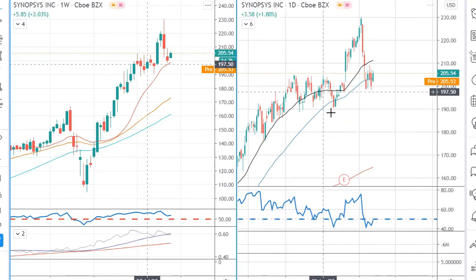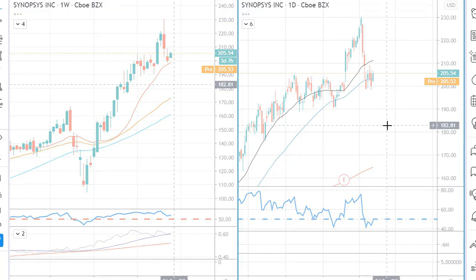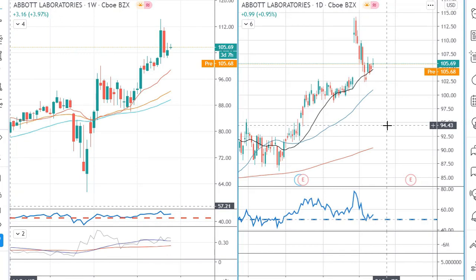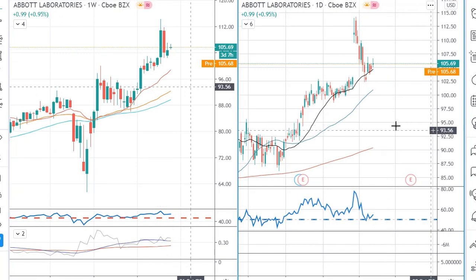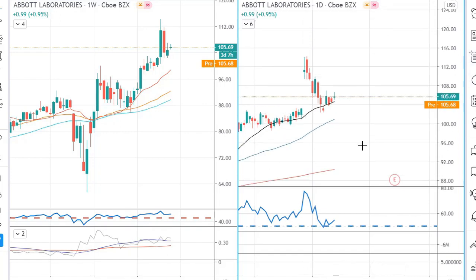Synopsys, again, nice weekly trend. Again, a bit too much movement below the 20 SMA, but all of these will be on my observation list for the upcoming weeks. Then we have Abbott Laboratories here, or Laboratories, depending on where you come from in the world.